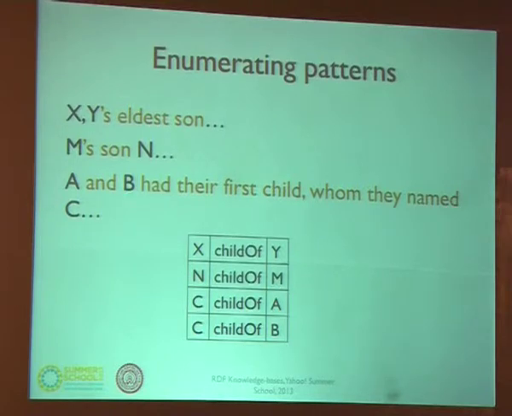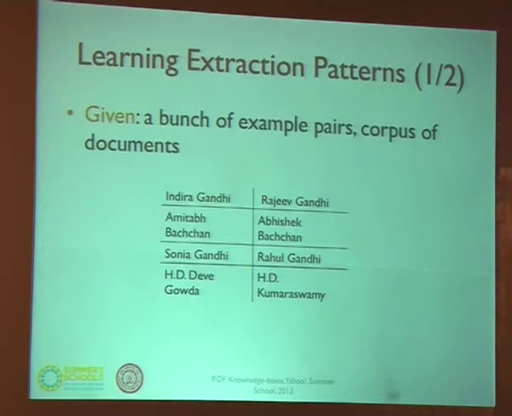And you have something a little more complicated, like A and B had their first child whom they named C. And then you can extract two triples from that. So C is child of A as well as B, okay? But you can see that thinking of these kinds of patterns, one person would never be able to do it, okay? So we need to learn. So let's see how we can do that.